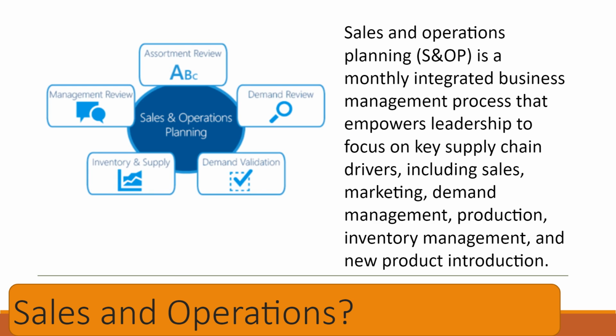Sales and operations planning, S&OP. Sales and operations planning, S&OP, is a monthly integrated business management process that empowers leadership to focus on key supply chain drivers, including sales, marketing, demand management, production, inventory management, and new product introduction. With an eye on financial and business impact, the goal of S&OP is to enable executives to make better informed decisions through a dynamic connection of plans and strategies across the business.